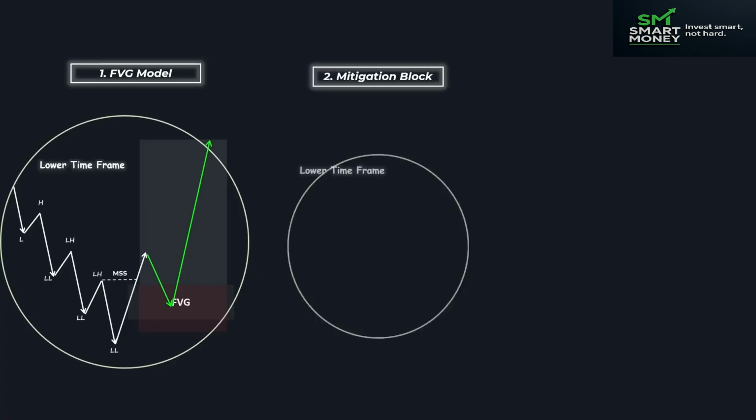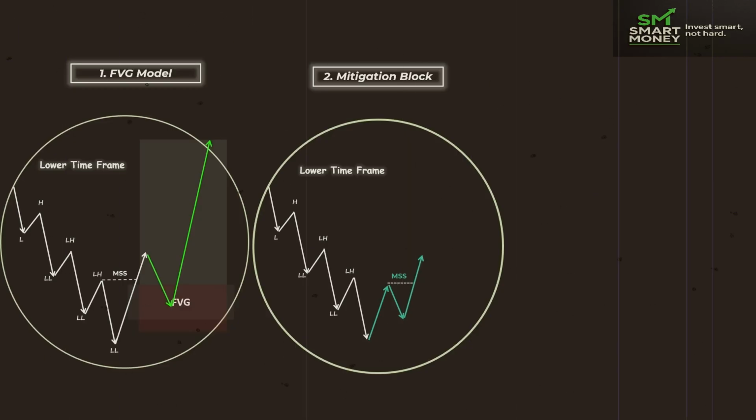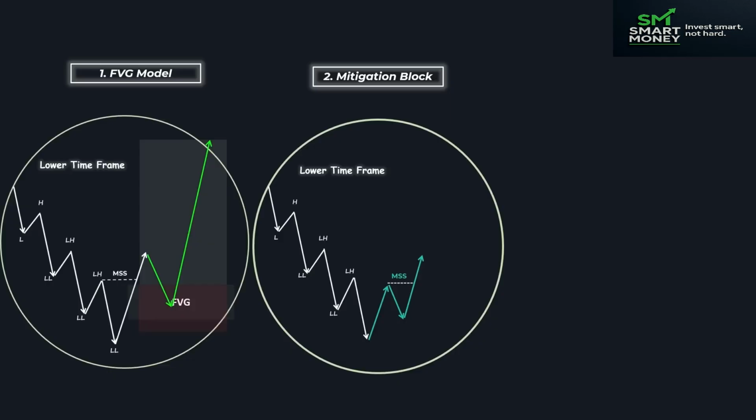Similarly, in the second entry approach, after price taps into the higher time frame supply or demand area, if it forms a mitigation block on the lower time frame, that gives us a strong opportunity to go long. For a bullish mitigation block to form, price first needs to create a swing low, then a swing high, followed by a higher low. After that, price should make a market structure shift with a bullish displacement leg that closes above that swing high.